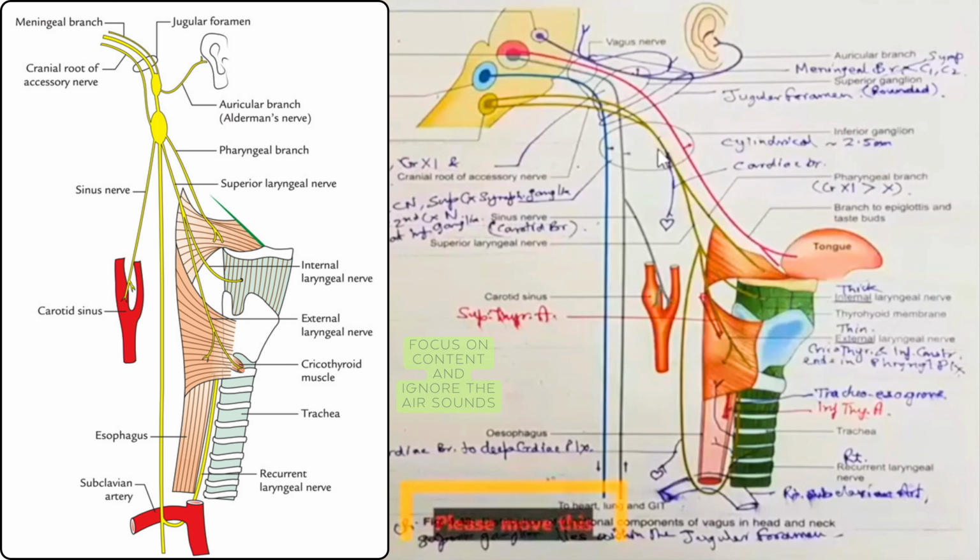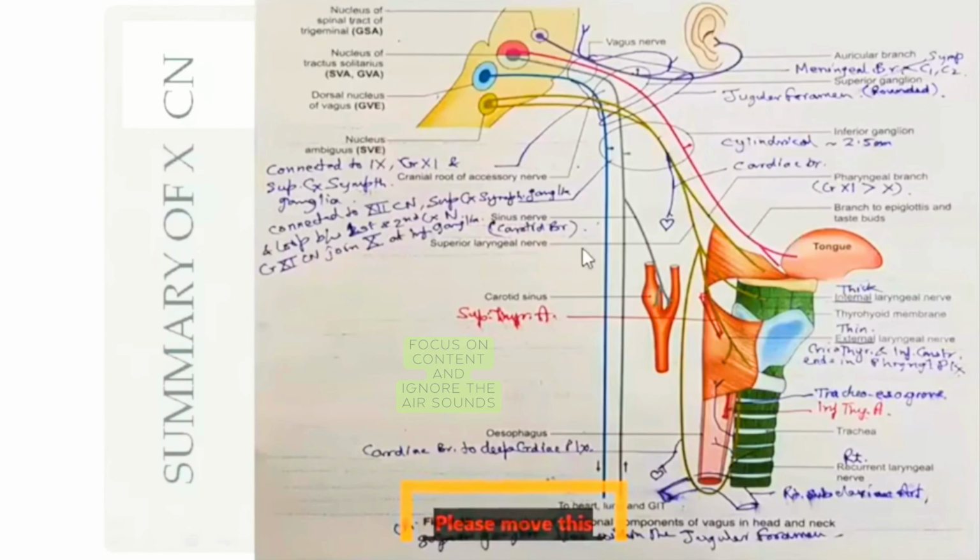Three branches are given out from this inferior ganglion. One was this pharyngeal branch. This is the pharyngeal branch of vagus. Remember the pharyngeal branch, superior laryngeal nerve and carotid branch. So the pharyngeal branch you are seeing here.